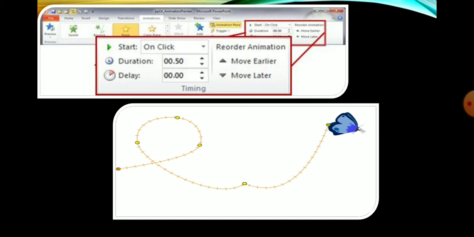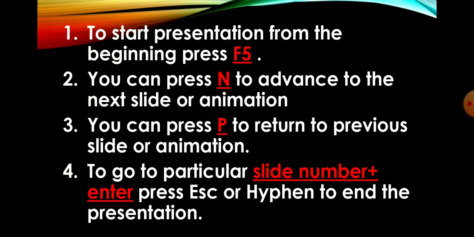After you apply a path to an object, the path chosen appears as a dotted line on the selected object or text. The green arrow indicates the path beginning and the red arrow indicates its end. To watch how it works, click preview on the animation tab.